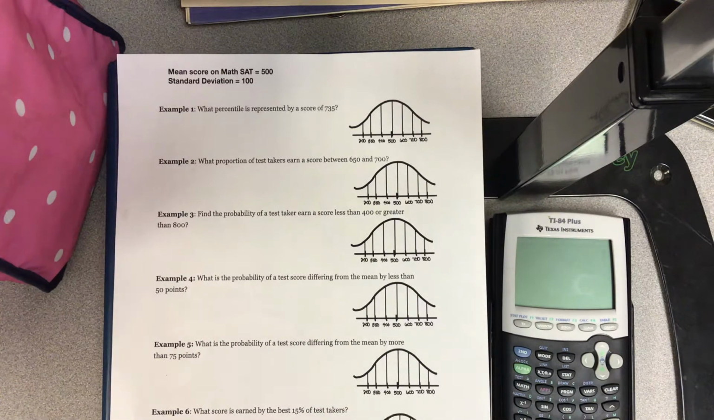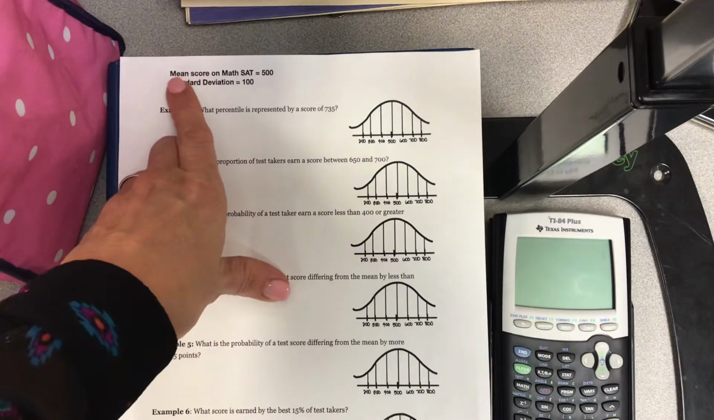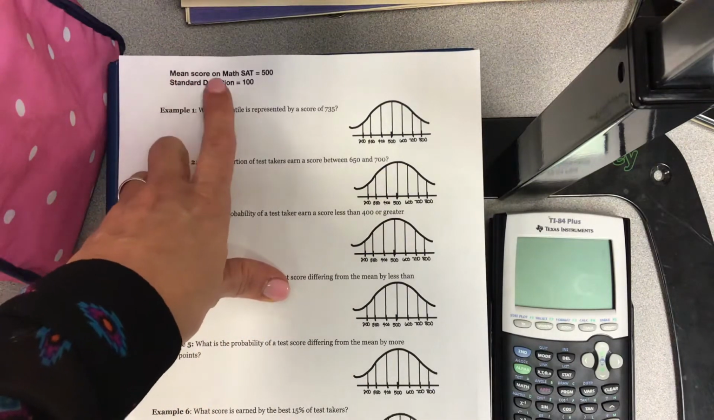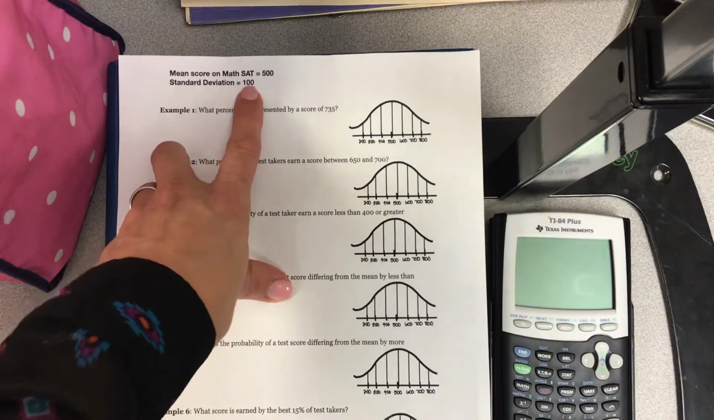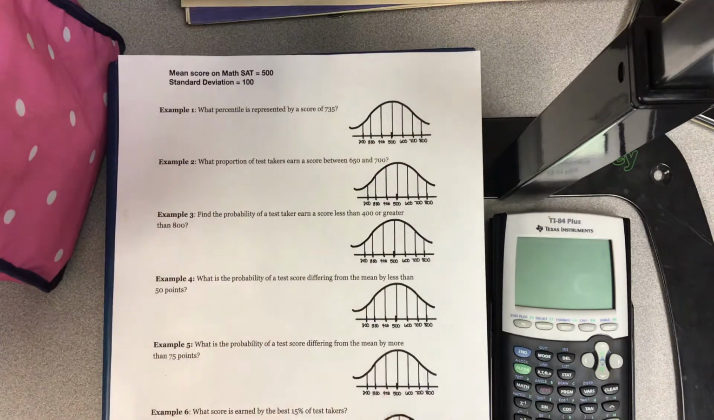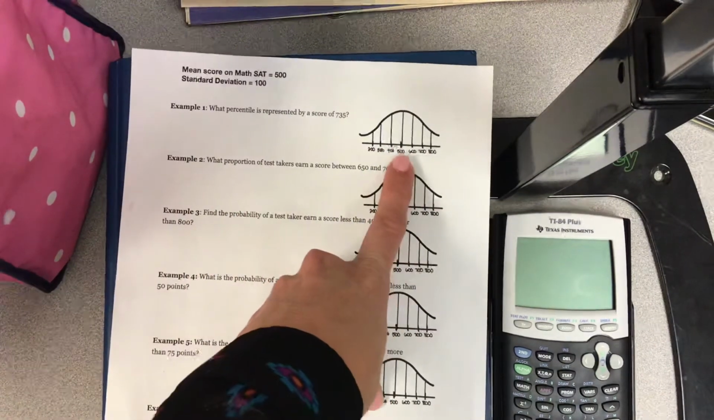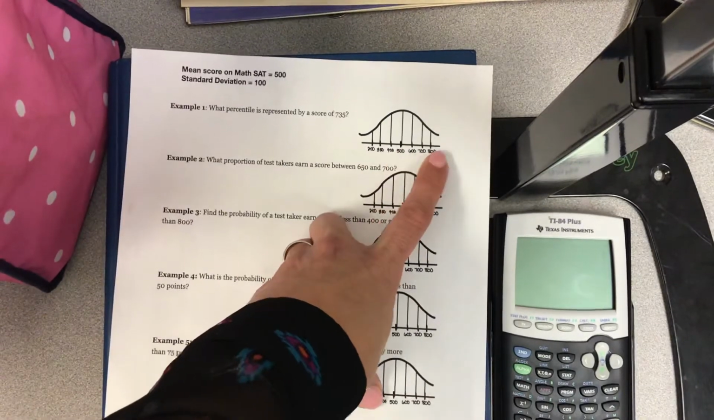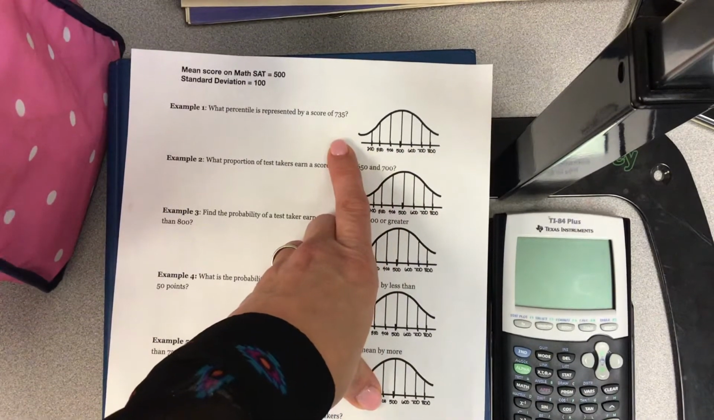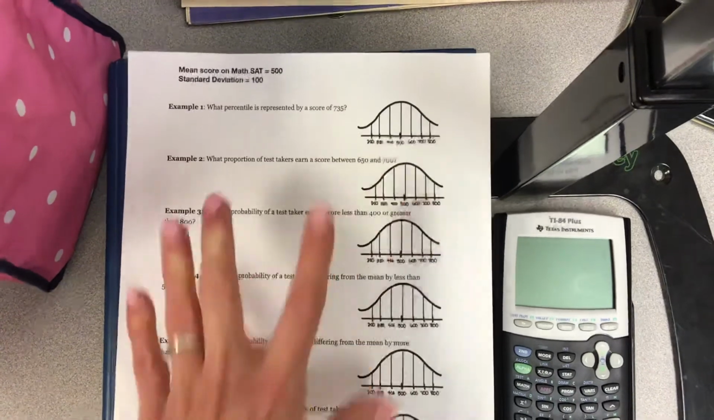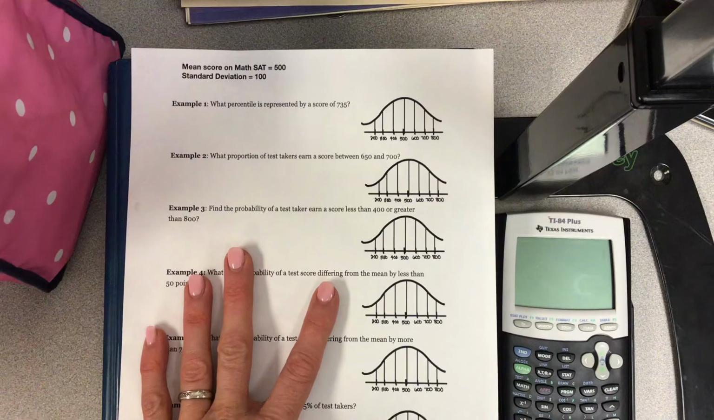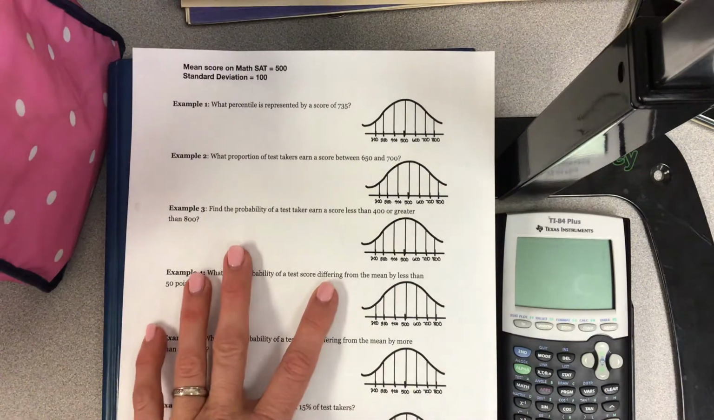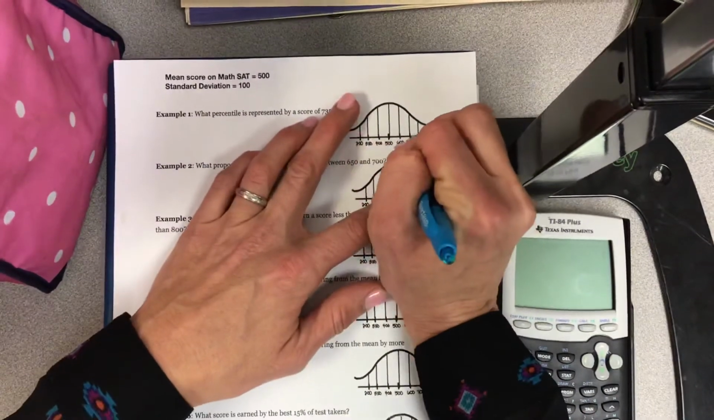So we've got 6 different questions, all having to do with an example of a mean score on the math SAT of 500 with a standard deviation of 100. So I set up a little chart for each of these and put the mean of 500 and went out 3 standard deviations to the left and to the right. So the first question says, what percentile is represented by a score of 735? So 735 on our graph is going to be right about here.